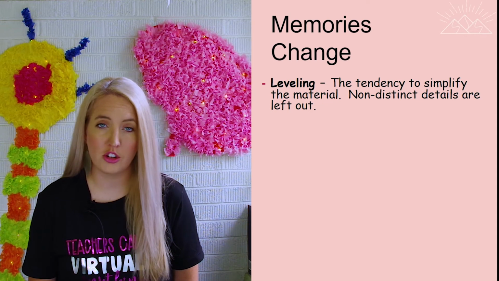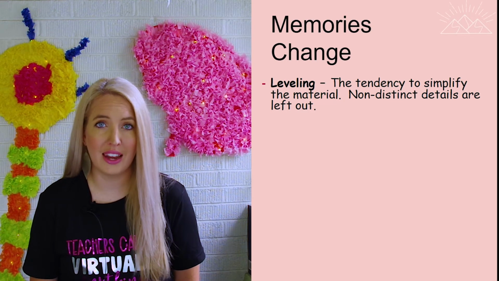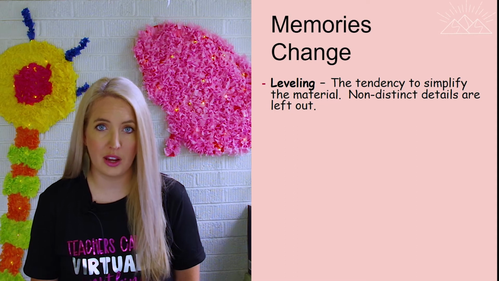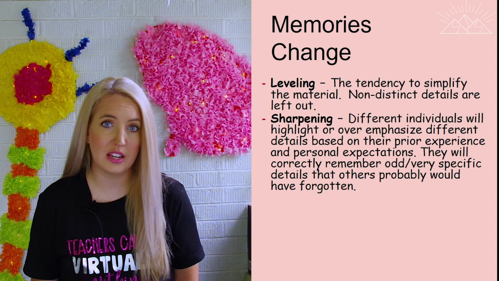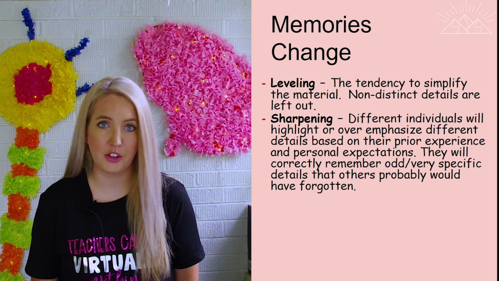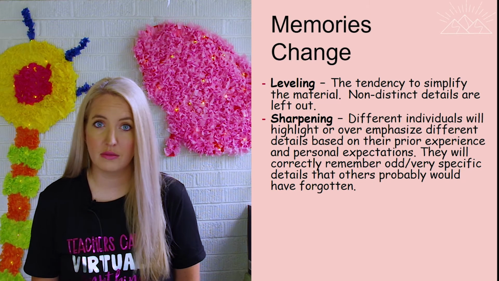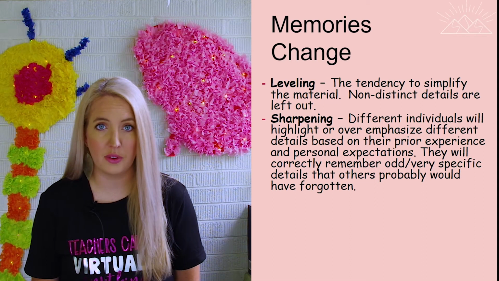Other pieces of information we think are very important to our memory, and so we focus on them, and perhaps we even highlight or overemphasize them, and that is known as sharpening. So that can change our memory of an event, because now we think certain details are actually more important to us than they were when they actually happened. And when two people sharpen different parts of their memory, they might remember the same event a little bit differently.